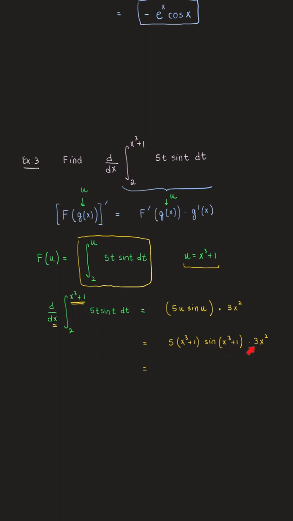So first I'm going to move the 3. Multiplication is commutative, so I can move all of this to the front and multiply the 3 by the 5. So I'm going to rewrite this as 15x squared times x cubed plus 1. We could distribute that. I'm not going to, but we could. Times the sine of x cubed plus 1, and there is our derivative of the accumulation function.